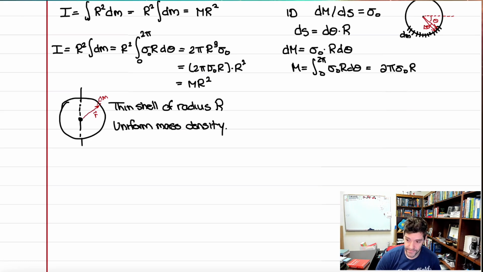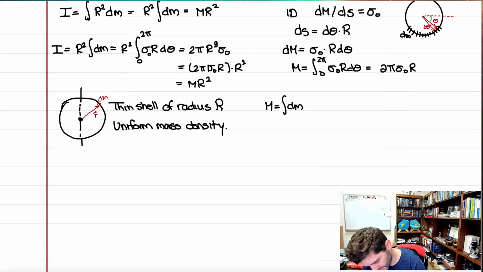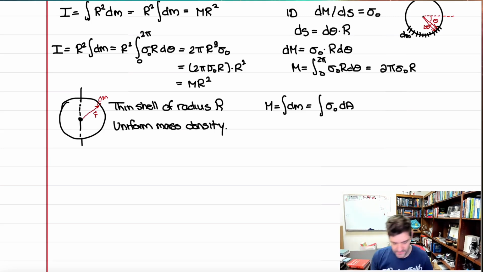Now, how do we do this? Well, perhaps the easier one to do first is the total mass of the system, m total, which is just going to be the integral over dm, which is then going to be the integral of sigma naught times dA. If this is a 2D mass density, then sigma is dm over dA, a little patch of mass, or a little patch of area rather.